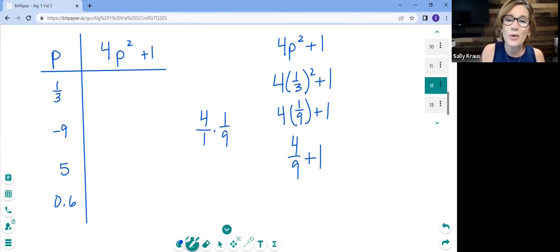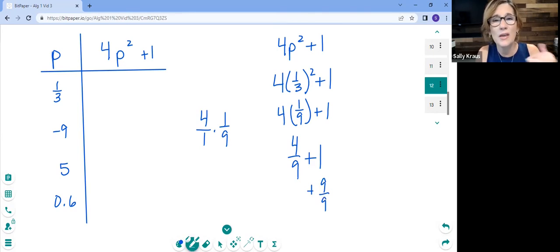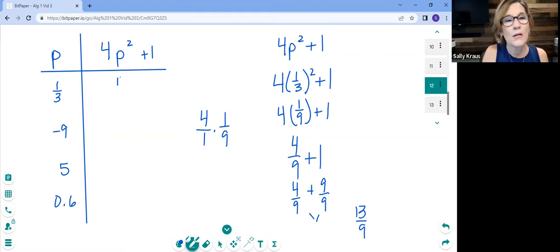If you wanted to convert 1 into ninths, it's just 9/9. Anything over itself equals 1. And 9/9 plus 4/9 equals 13/9. So either answer would be correct there, unless they told you in the problem.